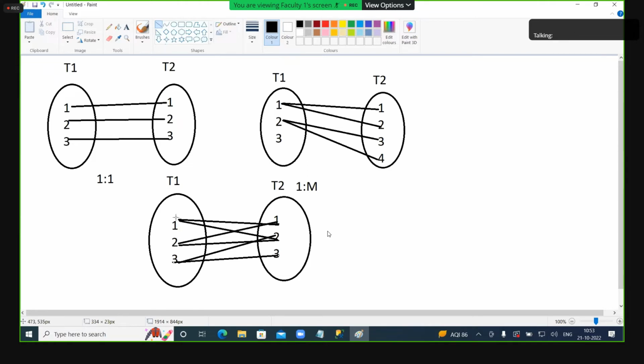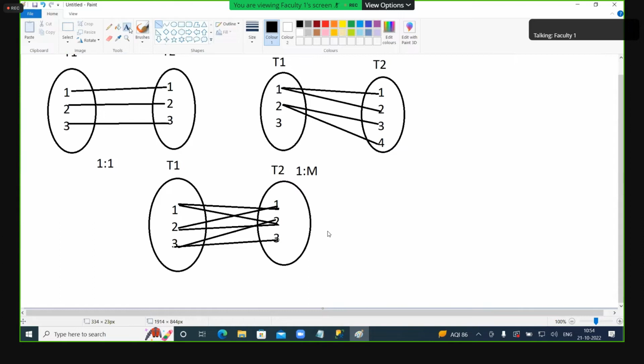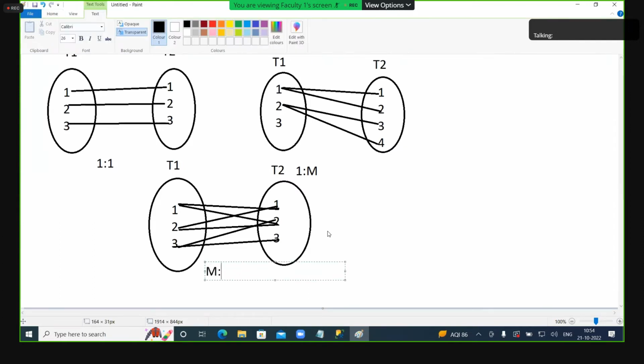So in table 1, the first record is associated with 2 records. In table 2, this first record is associated with 2 records. Yes or no? In table 1, one record is associated with multiple records. In table 2, one record is associated with multiple records of table 1. What is this relationship called? Many to many. Understood? So in table 1, one record is associated with multiple rows, and in table 2 also, one record is associated with multiple records of table 1. So this relationship is called many to many relationship. These are the different types of relationship that exist between two tables.